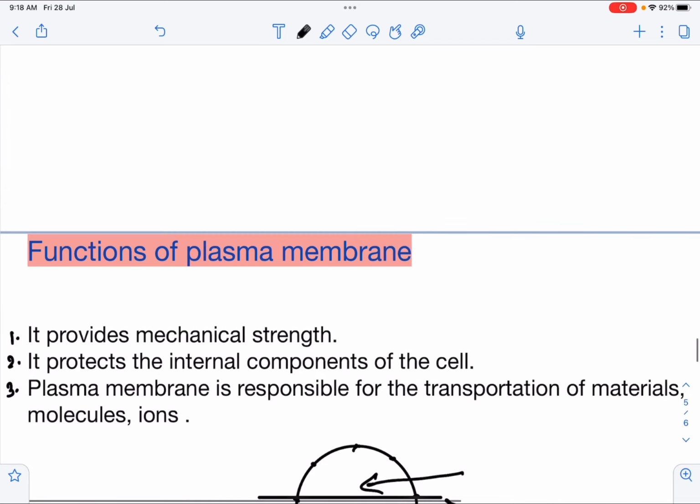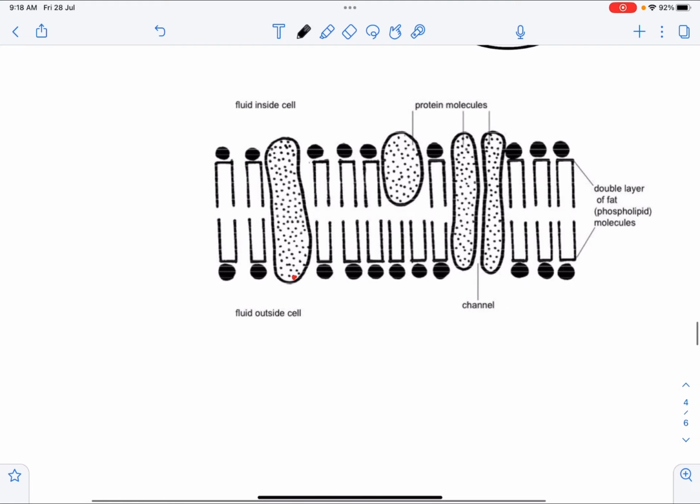So, this is the fluid mosaic model. This is the lipid bilayer, phospholipids, proteins, and this is a channel protein, through which the materials may enter into the cell and move out of the cell.